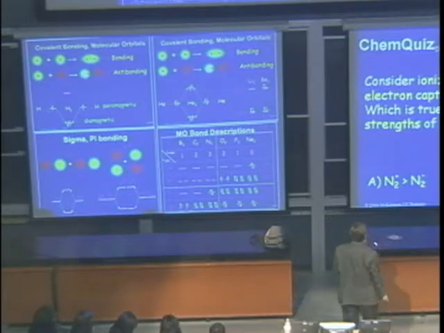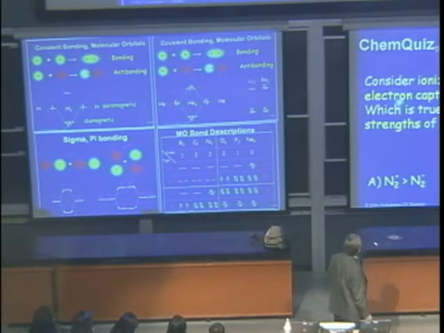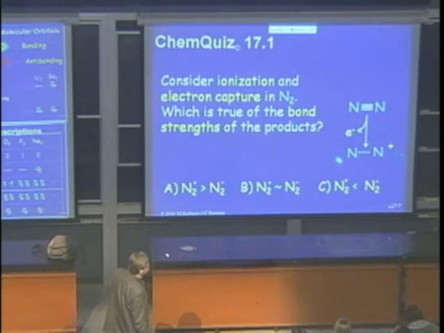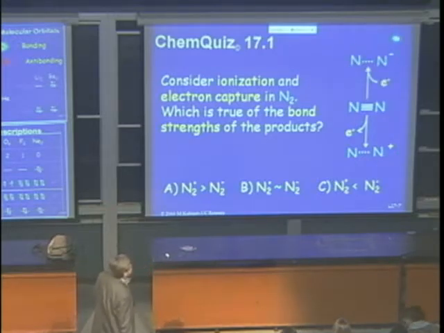So now I'm asking you the question. We have the ionization and the electron capture. So this would be an ionization, this would be N2 plus, and this would be an electron capture, that would be N2 minus. So I'm asking you now, which is true of the bond strength of the product?